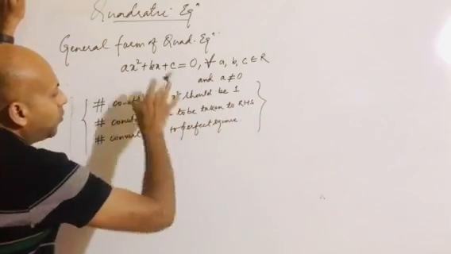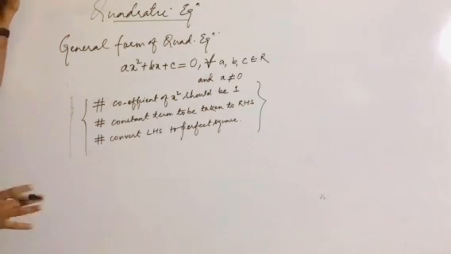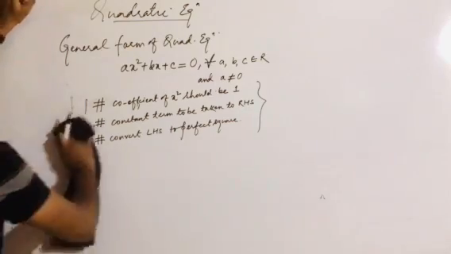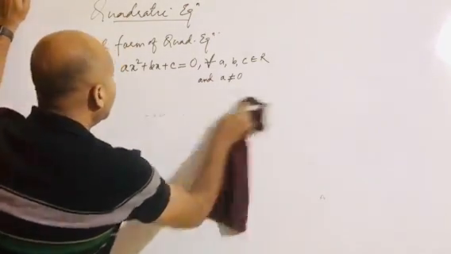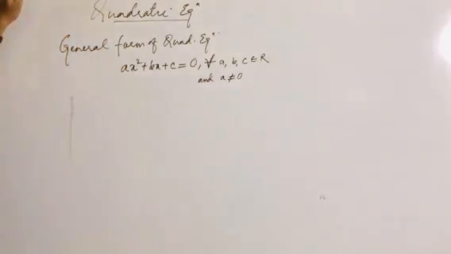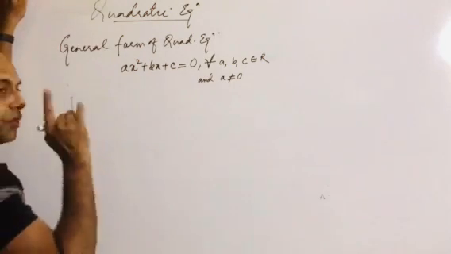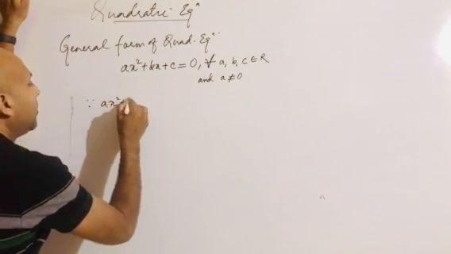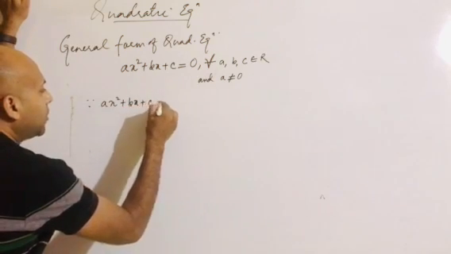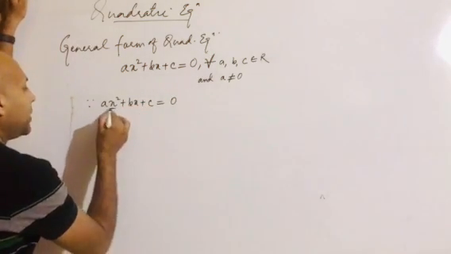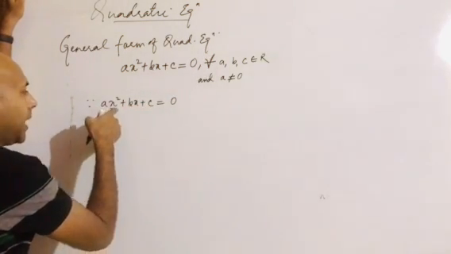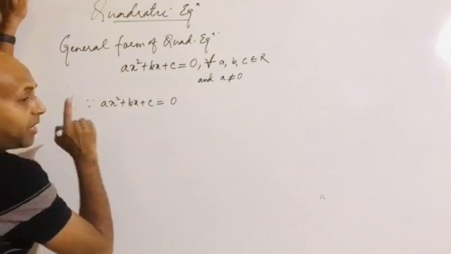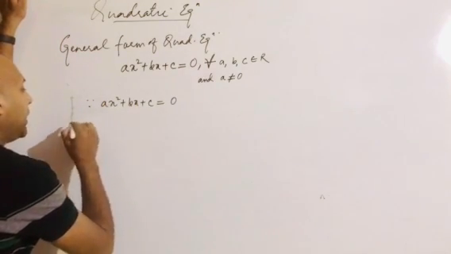So let's proceed with what I have taught you: the coefficient of x square should be 1, the constant term to be taken to the right hand side, and convert LHS to a perfect square. So let us do it. The first equation provided to me is ax square plus bx plus c is equal to 0. With that I'm going to start. Here you can see that the coefficient of x square is a. So I need to remove this a and make it 1, so I'm dividing throughout by a.